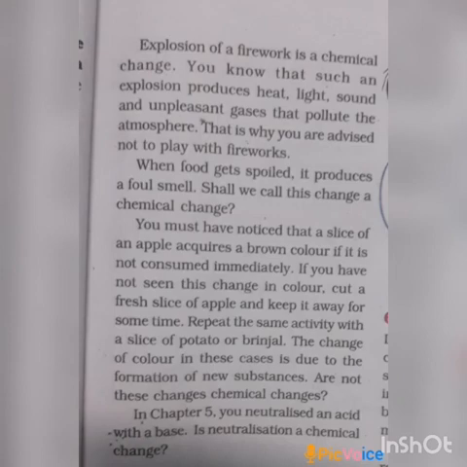Then you must have noticed that a slice of apple acquires a brown color if it is not consumed immediately. Isn't it, ma? Yes. If you cut apple and kept it for some time, what will happen, children? It acquires a brown color. Yes. This is due to the chemical change. It's a formation of new products.